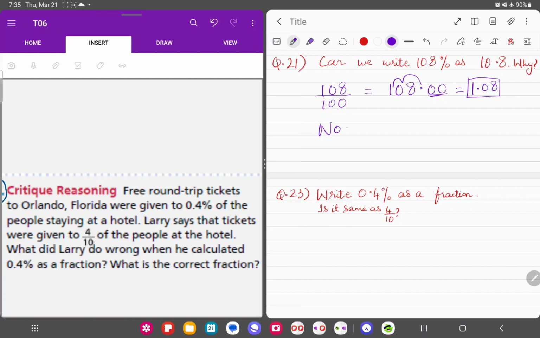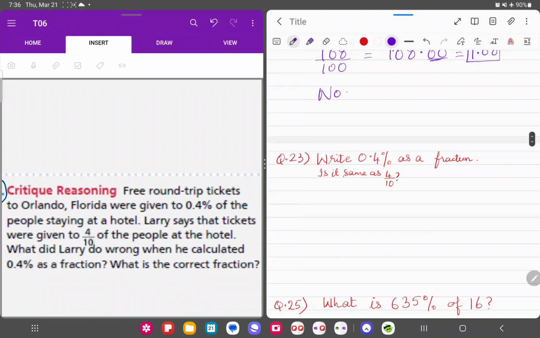Okay, question 23. After you have finished reading on the left hand side, it can be summarized as: write 0.4% as a fraction, and is it the same as 4 over 10? So I am going to convert 0.4% to fractions. So 0.4% can be written as 0.4 over 100. Let me make it divided into 2 parts: it can be written as 0.4 times 1 over 100, because if you multiply this you will get 0.4 over 100. So I can write it like this.